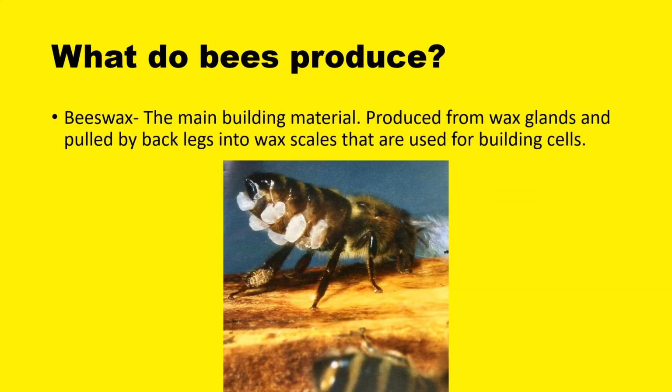Next thing that bees can produce is beeswax. Beeswax is actually like their main building material. This is what they build their cells out of. This is what they build the majority of their hive out of. So what will happen is bees will produce it by these wax glands here, and then they'll use their back legs area right over here. It's called a wax comb, rather. And what will happen is it'll turn that wax into wax scales, which are these really thin, very flat pieces of wax, and they'll use that to create these cells.